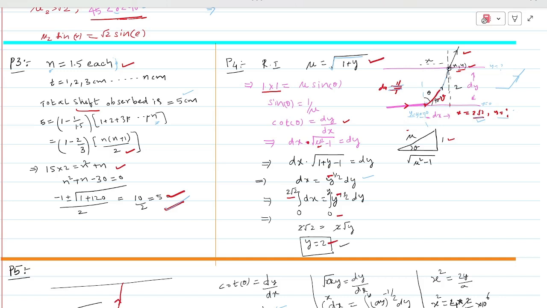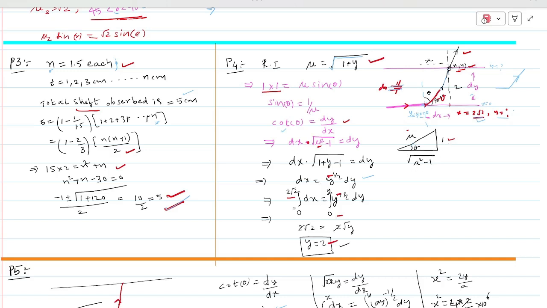So find the slope of this curve, dy by dx, which is tan of 90 minus theta, that equals cot theta. Cot theta equals dy by dx. Now apply Snell's law. Then 1 into 1 because of grazing incidence, so the refractive index is 1, sin 90 is 1. So mu into sin theta equals 1, sin theta equals 1 by mu. From this, I will get cot theta equal to root over mu square minus 1.